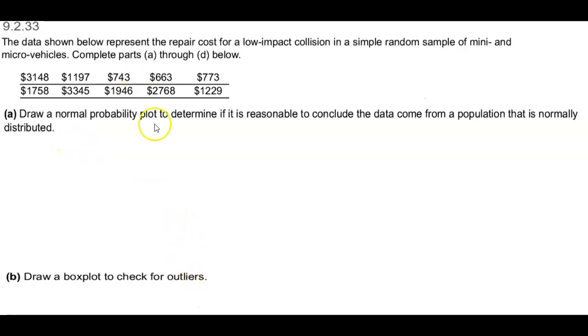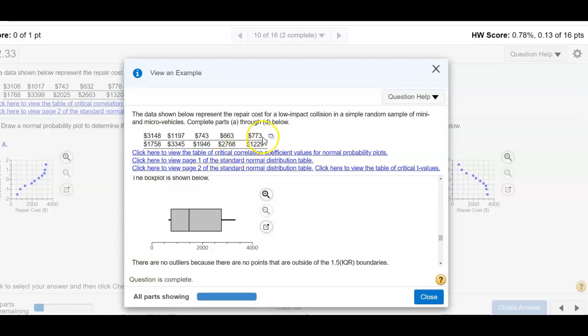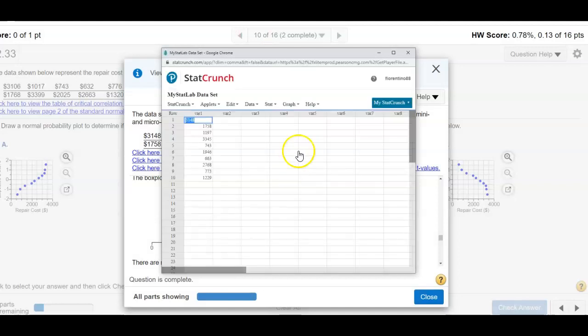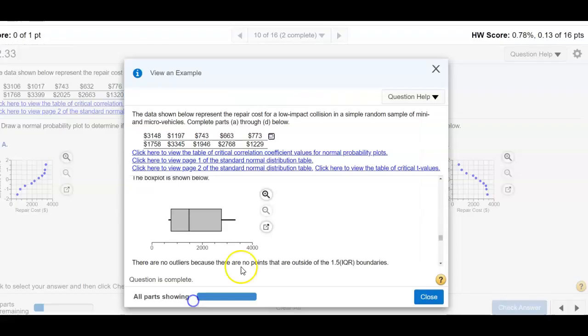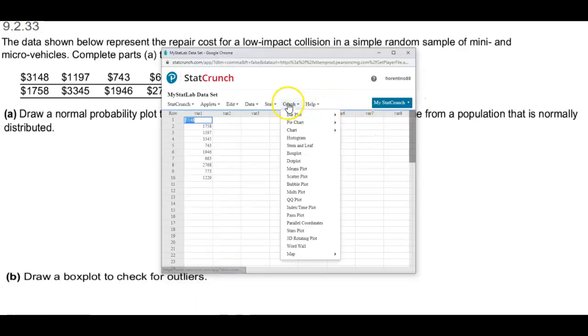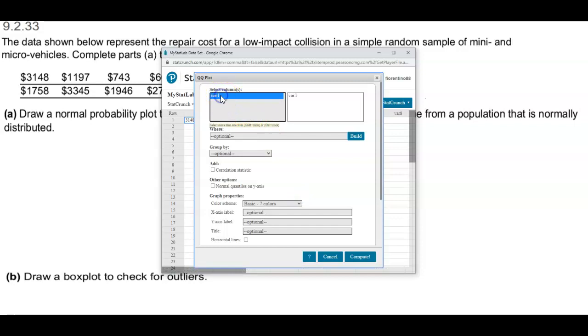Okay, so what we want to do is we're going to open up our data in StatCrunch and then draw a QQ plot. Okay, and then what we're going to do, let's go ahead and open this up here. So we're going to go to Graph and go to QQ plot. We're going to select our column.